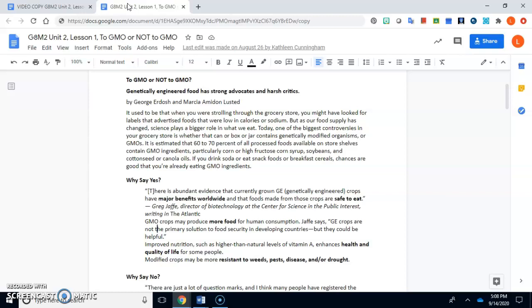Remember, we just went over quoting accurately. So we're going to see if we can find something that comes directly from the text that matches what we're looking for. I'm skimming and scanning because we already read the text. And right here, I see that it says, GMO crops may produce more food for human consumption. Jaffe says GE crops are not the primary solution to food security in developing countries, but they could be helpful. So when we think about quoting accurately and pulling quotes, we know that this increases our access to healthy foods.